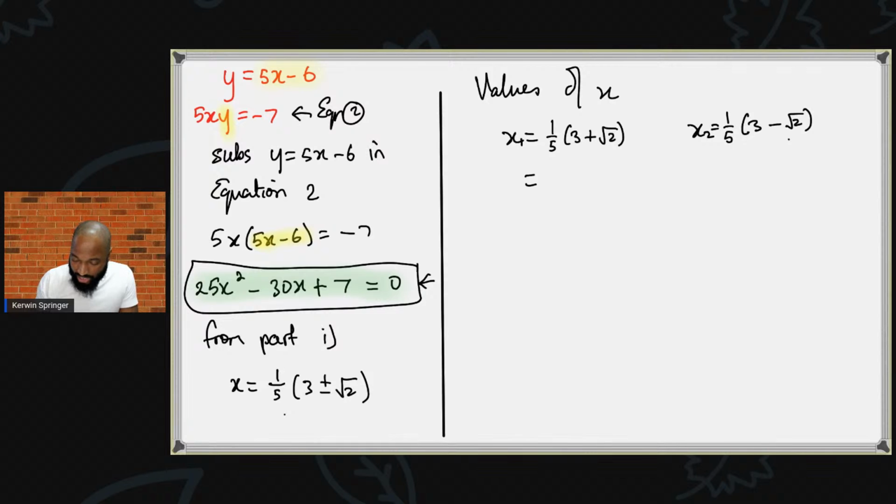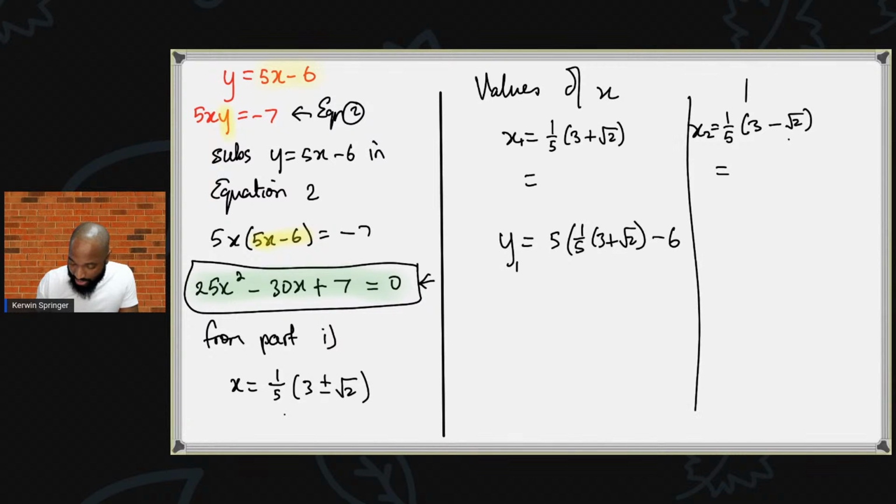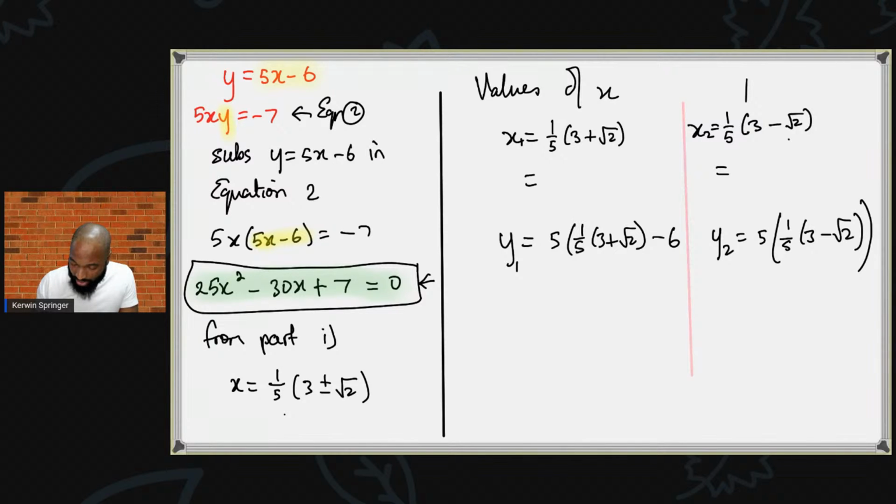So that's x1, that's x2. Somebody could give me the decimal equivalent of x1 and x2, and then y would be 5 by 1/5 by 3 plus root 2 minus 6. That's y1 that is compatible with x1, and y2 would be 5 by the same 1/5, 3 minus root 2 this time, negative this time, right? So this works out to be -3 plus root 2.